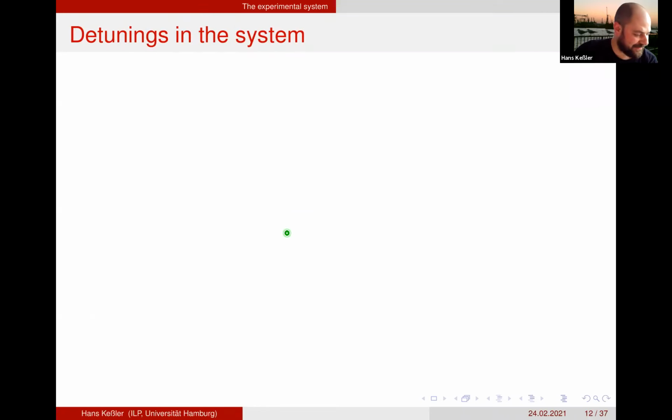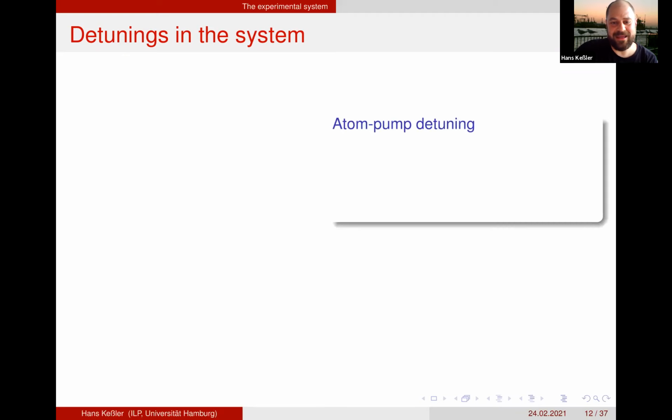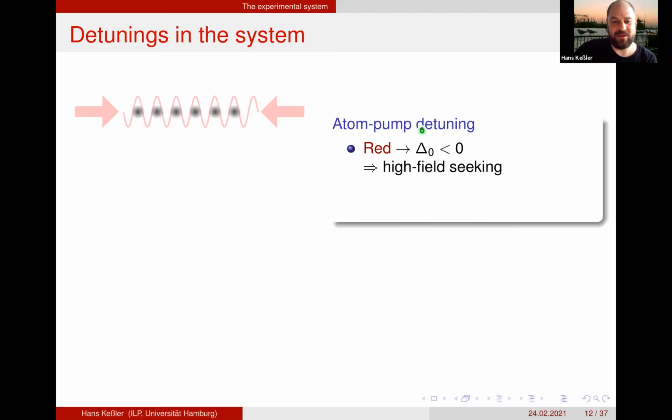There's now one last thing, and then I'm already finished with this kind of lengthy introduction. So there are two detunings in our system. So there's the atom-pump detuning. That means the detuning of the pump with respect to the atomic transition. And in all our experiments we have performed so far, it was always red atom-pump detuning.